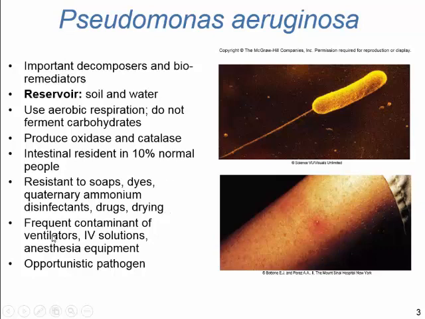So it tends to be a frequent contaminant of ventilators. There are instances where they have found it in IV solutions or anesthesia equipment. The microbe overall is an opportunistic pathogen. Small amounts of it are located on the body, and so if this equipment is not properly cleaned or sterilized between patients, that is how this microbe is disseminated.